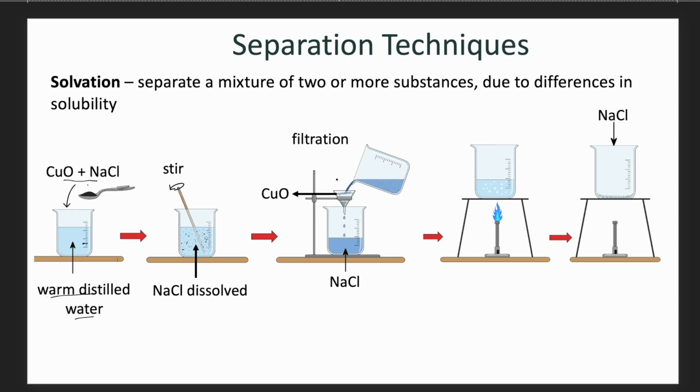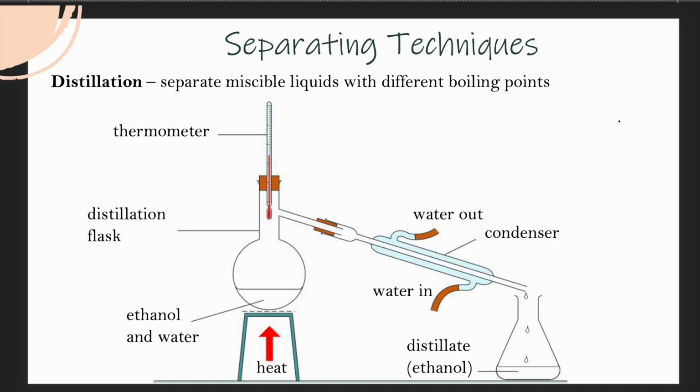So now you filter them. So CuO will be the residue, and then NaCl becomes the filtrate because it passed through the filter paper as a physical barrier, right? And now you repeat again the process of evaporation and recrystallization. So you heat the NaCl solution, so water will evaporate and you can collect NaCl. That is solvation. Next, distillation.